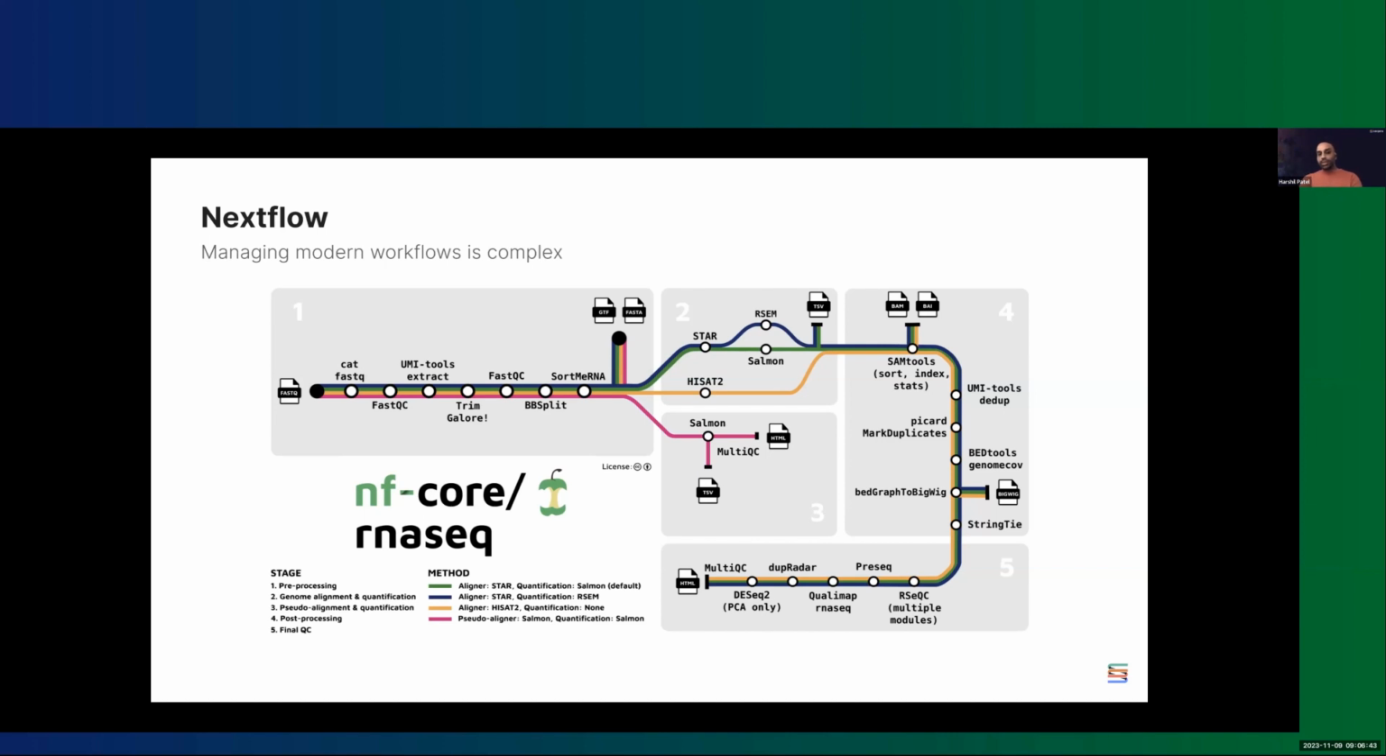NF Core really came together to exploit the benefits that Nextflow offers in terms of creating this community that we can use to develop a core set of pipelines in an open way and set some sensible guidelines in terms of how these pipelines are developed, so they just get better and better. So this is an example of a pipeline.